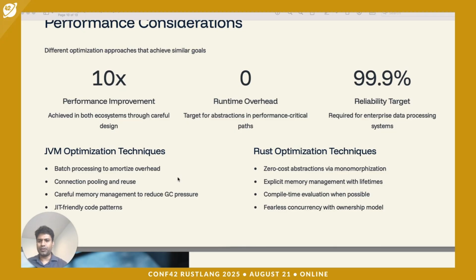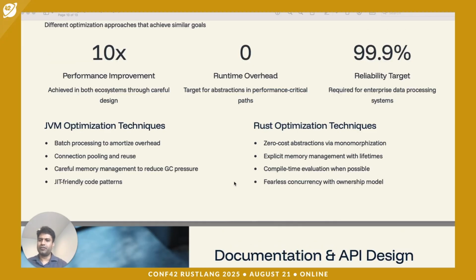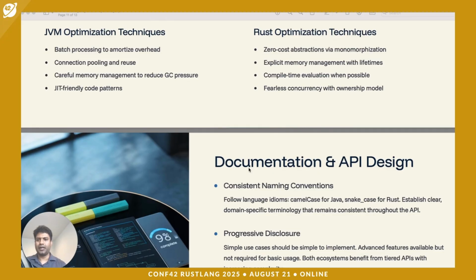And from the Rust optimization, we used monomorphization, which gives zero-cost abstractions. We used explicit memory management with lifetimes, we used compile-time evaluation when possible, and we used the ownership model, which achieved fearless concurrency. With this, we have achieved a performance improvement of 10 times with zero runtime overhead, and we have achieved the 99.9% reliability target. Now, let's move on to documentation and API design.